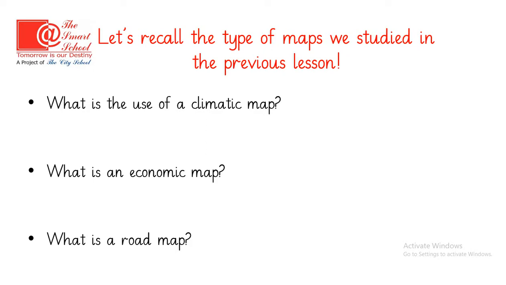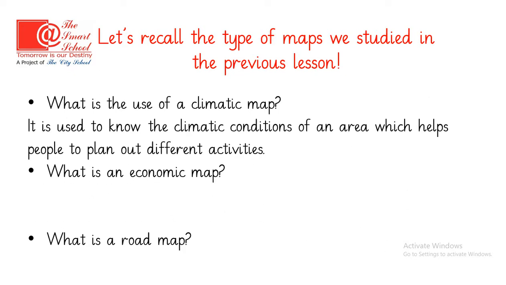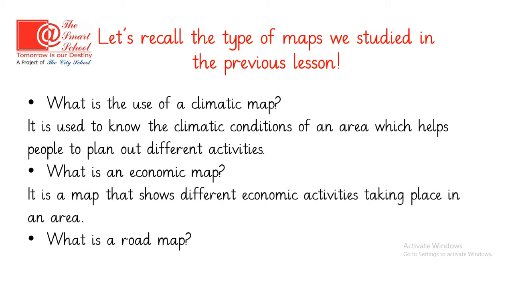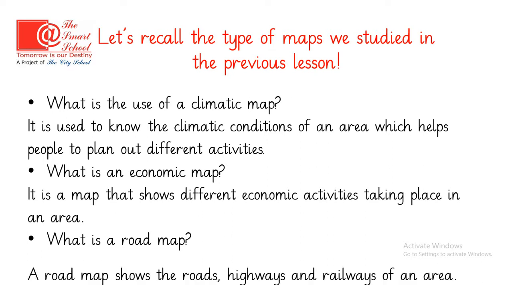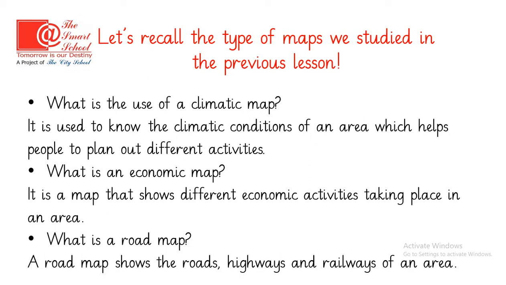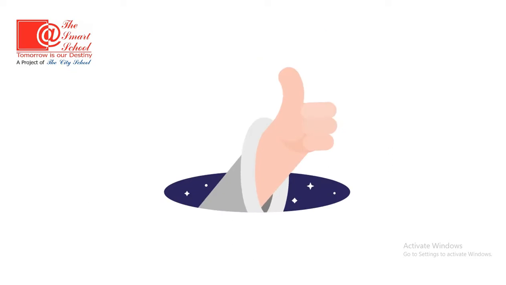Let's review the type of maps we studied in the previous lesson before we move forward. What is the use of a climatic map? Yes, it is used to know the climatic conditions of an area, which helps people to plan out different activities. What is an economic map? It is a map that shows different economic activities taking place in an area. What is a road map? A road map shows the roads, highways, and railways of an area. Well done students, you remember what we studied before.